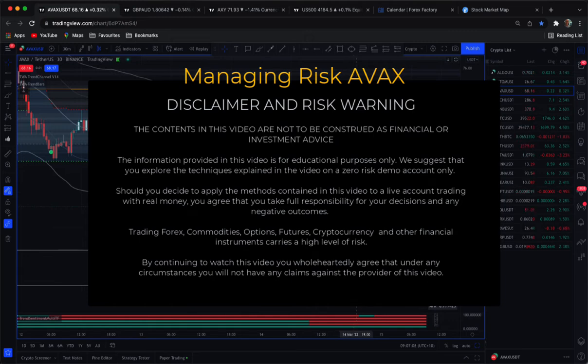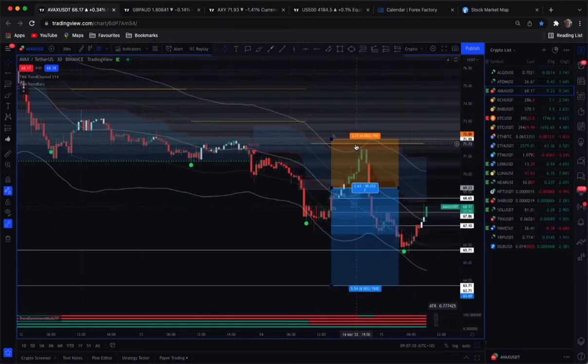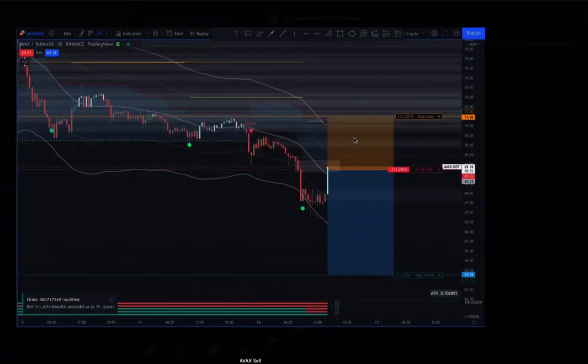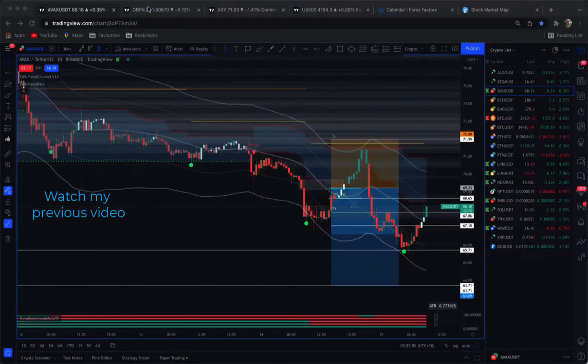That was the AVAX, or the Avalanche, trade that I posted into our Telegram group. The original trade idea, going to Telegram here, notice where the stop loss is, above the cloud here at 72, on the 30-minute chart. We talked about this in the video, so I just wanted to recap. In the video we covered risk management, position sizing, and where to place stop losses, etc.